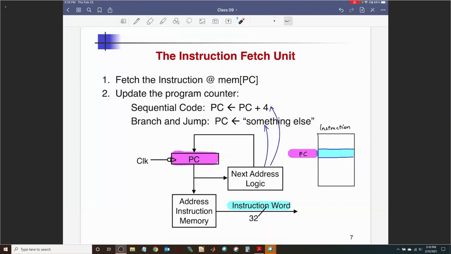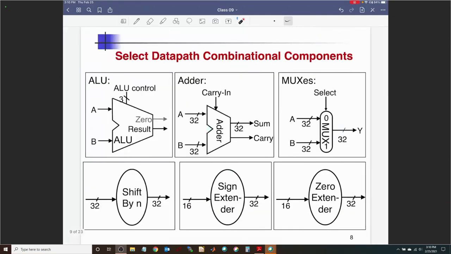No more questions? All right, so let's move on. What are the combinational components? We have been talking about them without looking at them. So let's take a look at them.